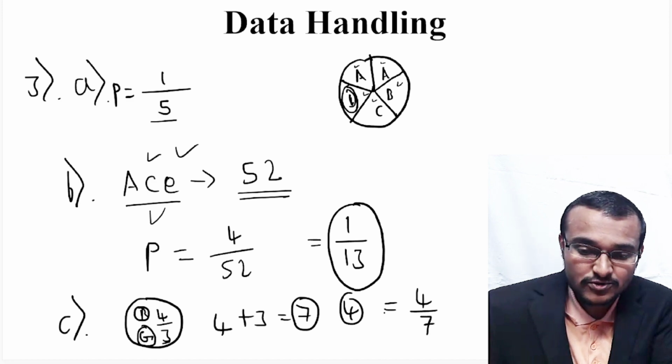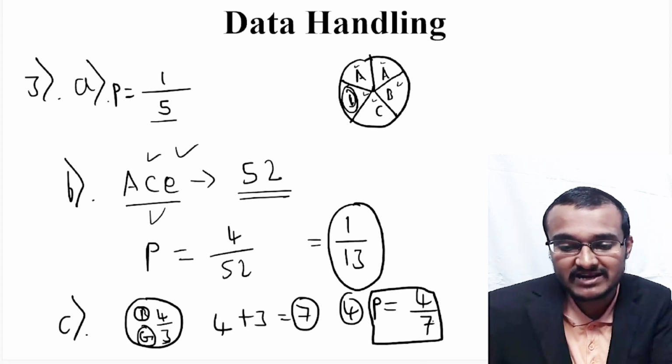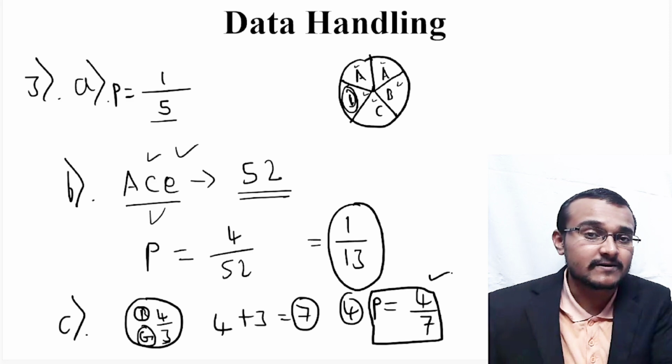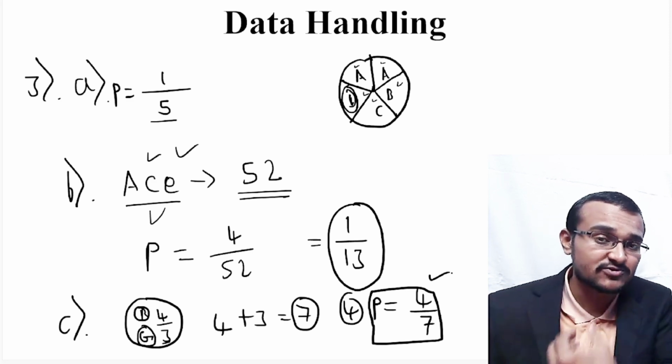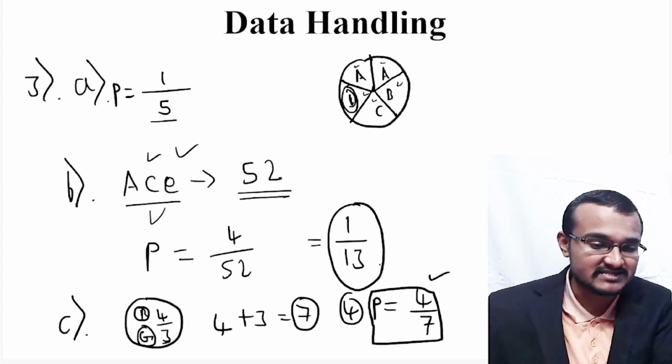4 by 7. So probability P will be equal to 4 by 7 for this question, because a total of 7 apples are there and 4 red apples are there in that basket. So out of 7 you can get a red apple 4 times. That's why 4 out of 7. So that is the probability of getting a red apple from this basket. So this 4 by 7 is the answer for the C question.